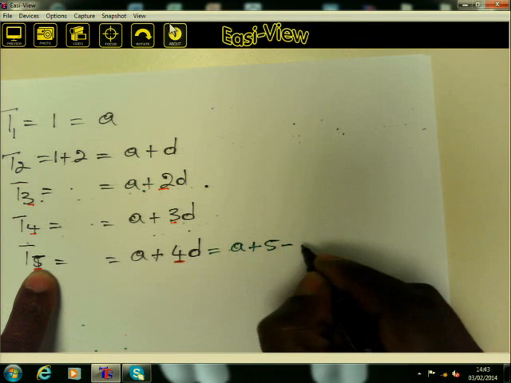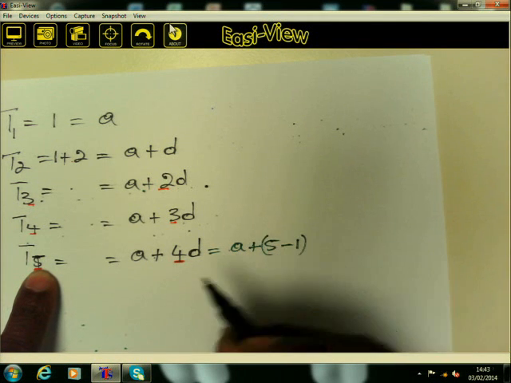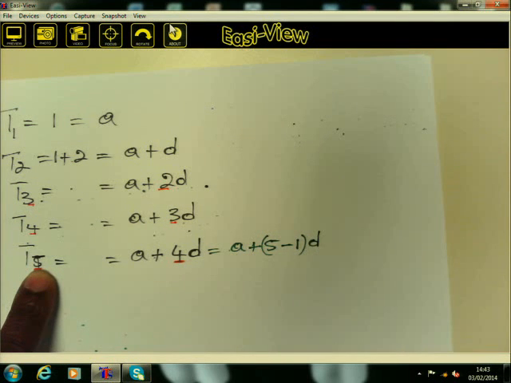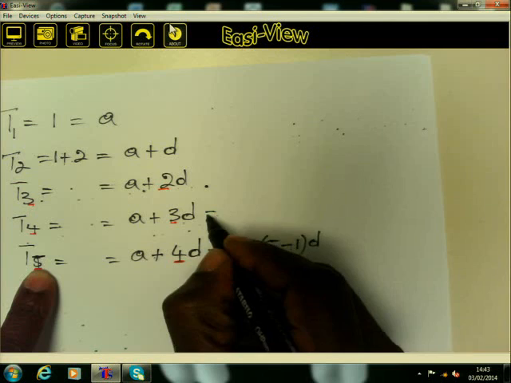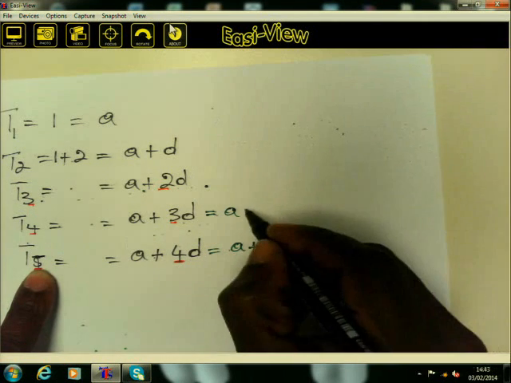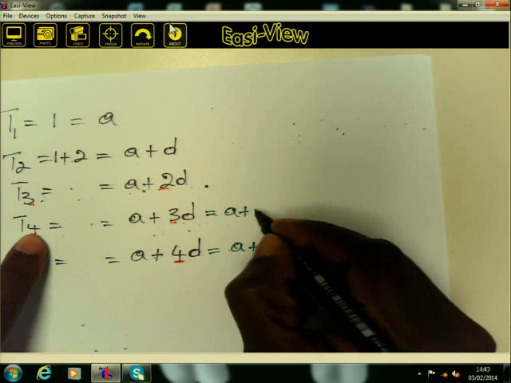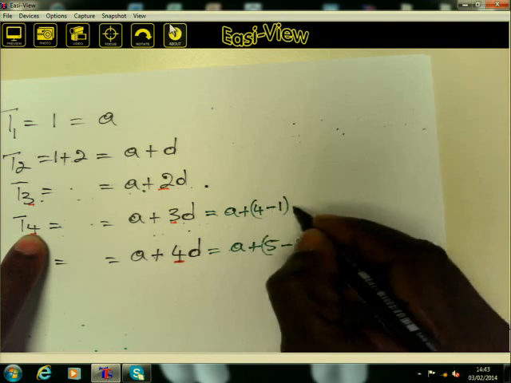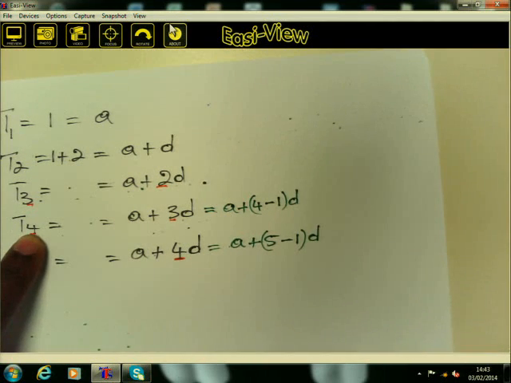But from the term number we take out 1, so we have a 4. And then we multiply that by the difference. This one still, we can have the first term added to the term number, which is 4, take out 1 from 4, then we multiply by the difference.